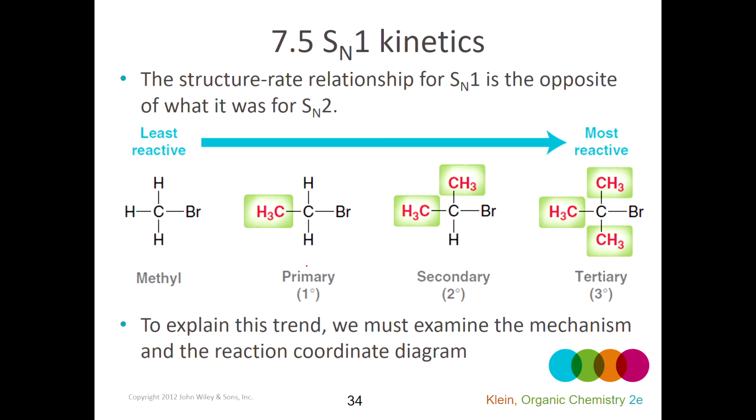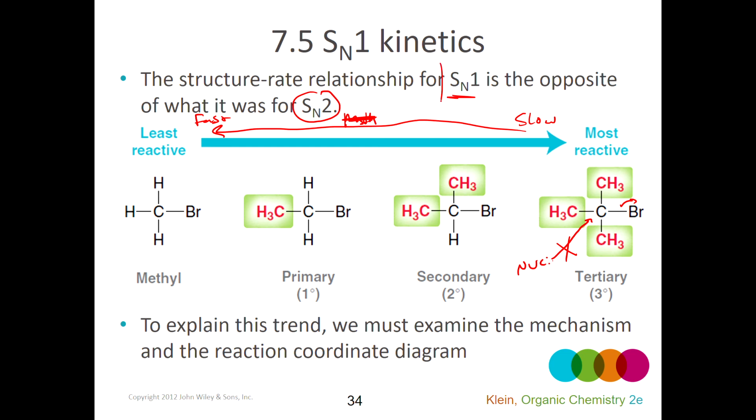So let's take a look at whether primary, secondary, tertiary affects the SN1 reaction. We saw that in SN2, the methyl was the fastest and the tertiary carbon was the slowest. And the reason for that was due to sterics, right? In the SN2, the nucleophile had to come in as the leaving group was leaving, and it was blocked by sterics. It couldn't do it, and so it was a very slow reaction.